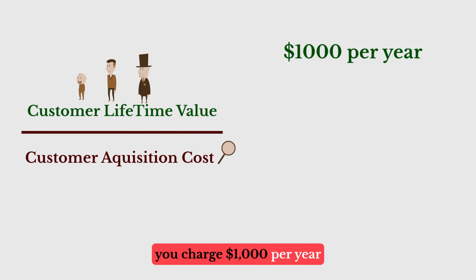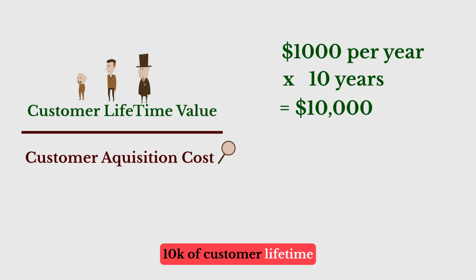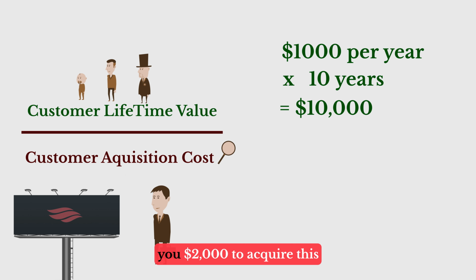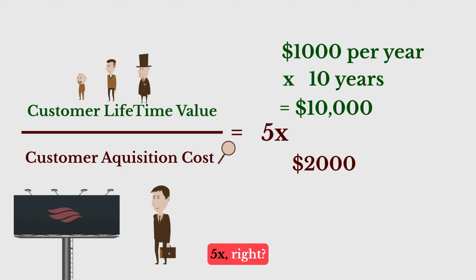You charge $1,000 per year for the customer and you keep them for, whatever, 10 years. That means that you have 10K of customer lifetime value, right? So 1,000, 10 years, 10K total. And let's say that to acquire this customer, to sell them, you need to spend on some paid advertising, you have a sales rep and so forth. So let's say that it costs you $2,000 to acquire this customer.